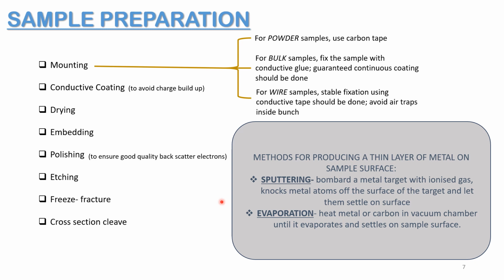Now, there are two methods used for producing a thin layer of metal on the sample surface, which include sputtering and evaporation. Sputtering means bombardment of the sample with ionized gas, which knocks the metal atoms off the surface of the target and lets them settle onto the sample surface. Next is evaporation. Heat metal or carbon in a vacuum chamber until it evaporates and settles on the sample surface.